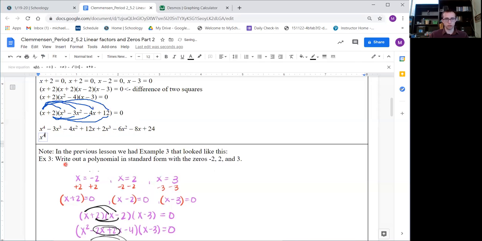So x to the 4th is our first term. That's the one, only one. I have x cubed and x cubed right here. So I get minus x cubed. Negative 4 minus 6 gives me a negative 10x squared. 12 and negative 8 gives me a positive 4x. And then finally, plus 24 equals 0. I also forgot my equals 0 at the bottom here, so I'm going to add that here. So that's my final answer.